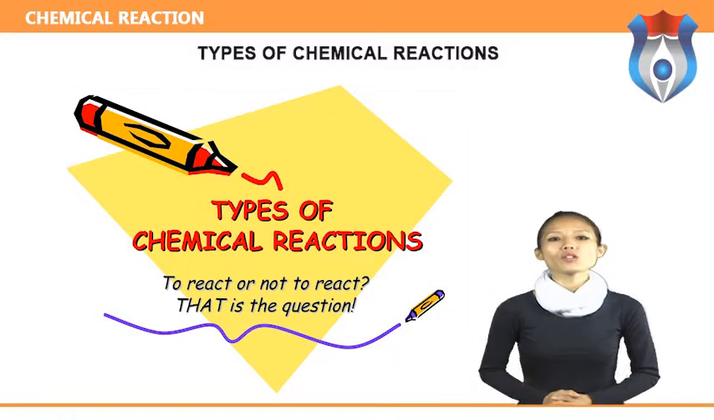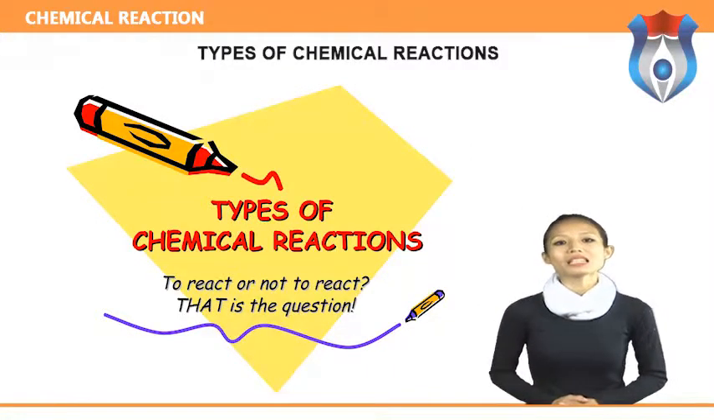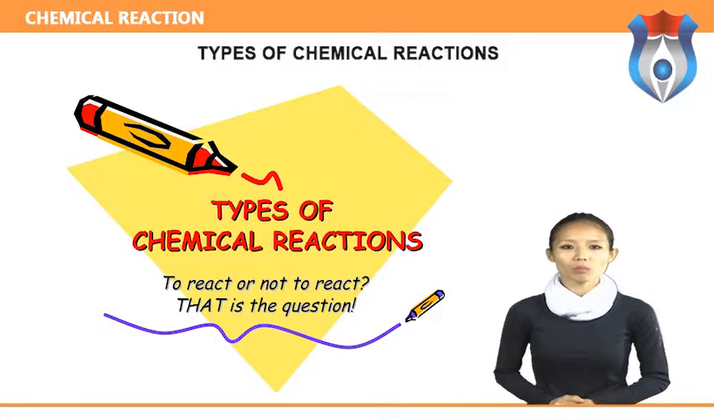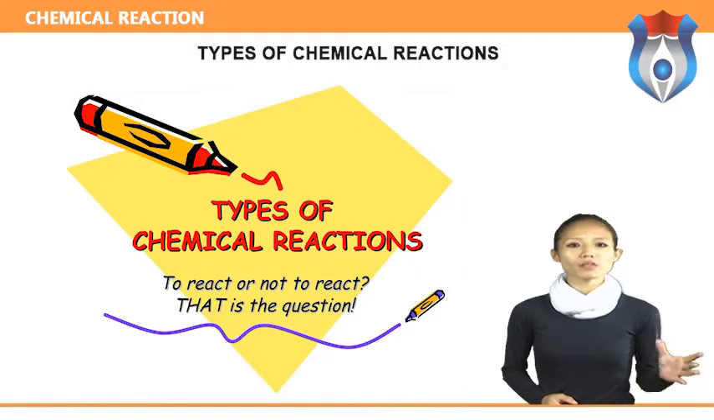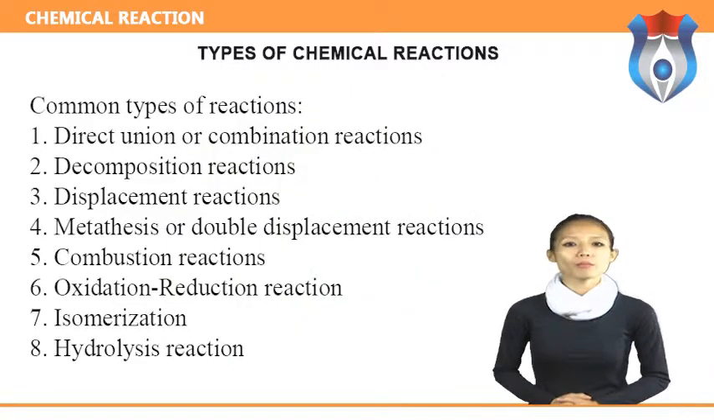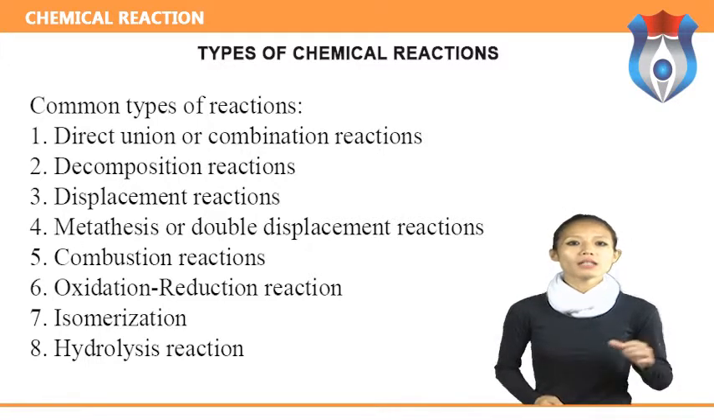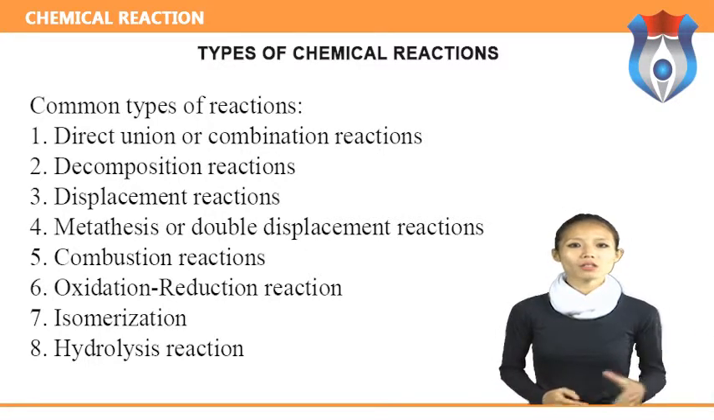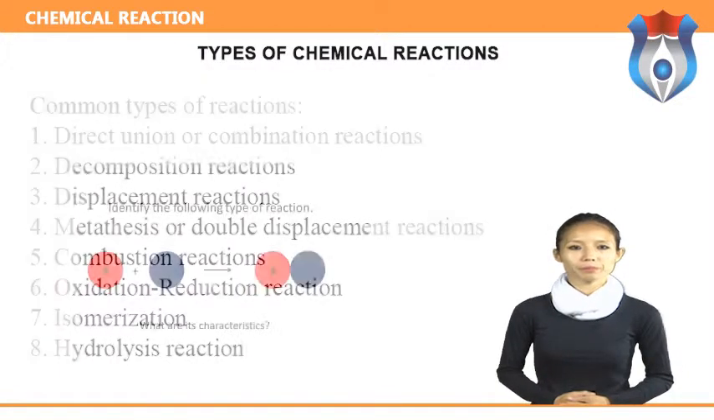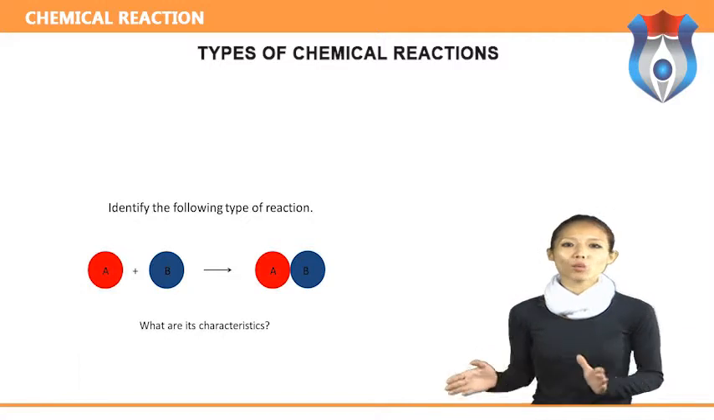Chemical reactions tend to involve the motion of electrons, leading to the formation and breaking of chemical bonds. There are several different types of chemical reactions. Here are some common types of reactions: direct union or combination reaction, decomposition reaction, displacement reaction, metathesis or double displacement reaction, combustion reaction, oxidation-reduction reaction, isomerization, hydrolysis reaction. We will discuss them one by one.